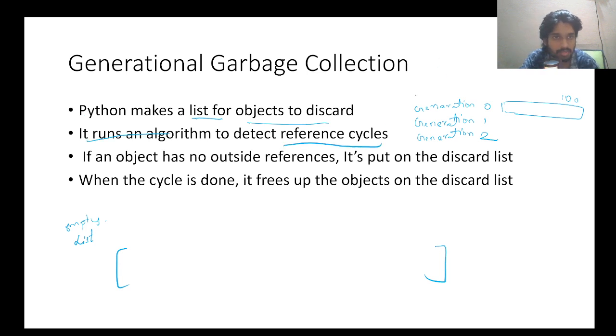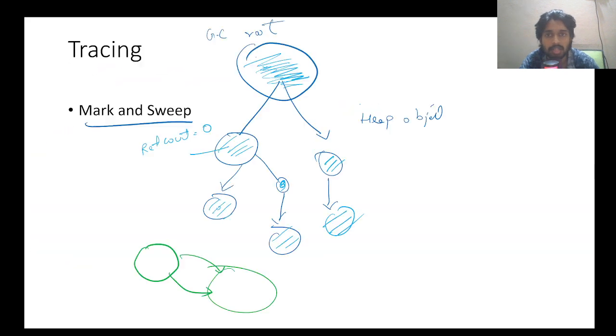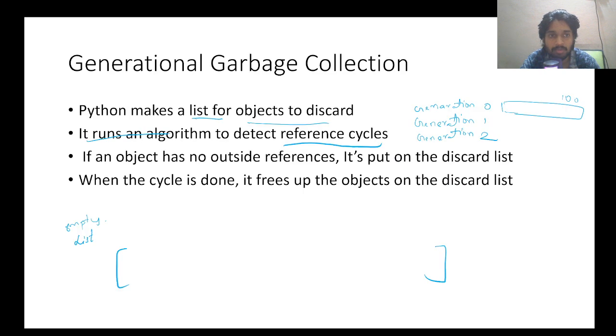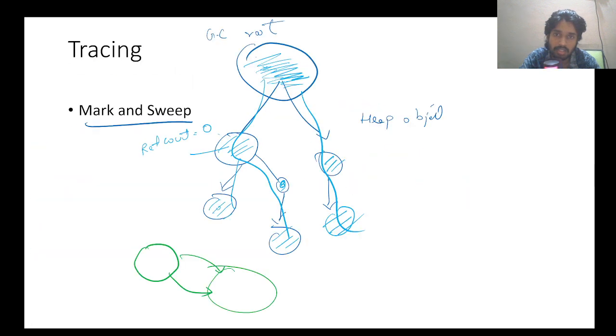Just like I discussed with the mark and sweep, it will start from the beginning and run through each and every object. In the same way, even in generation 0, this algorithm will start from here and run for each and every object, trying to detect the reference cycles. If an object has no outside references, it's put on the discard list. Just like we discussed, it will try to go to each and every object here. This is the mark and sweep.